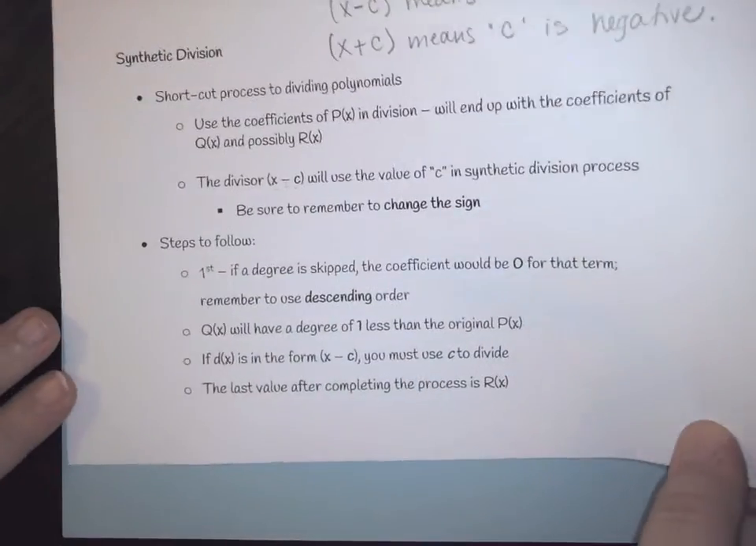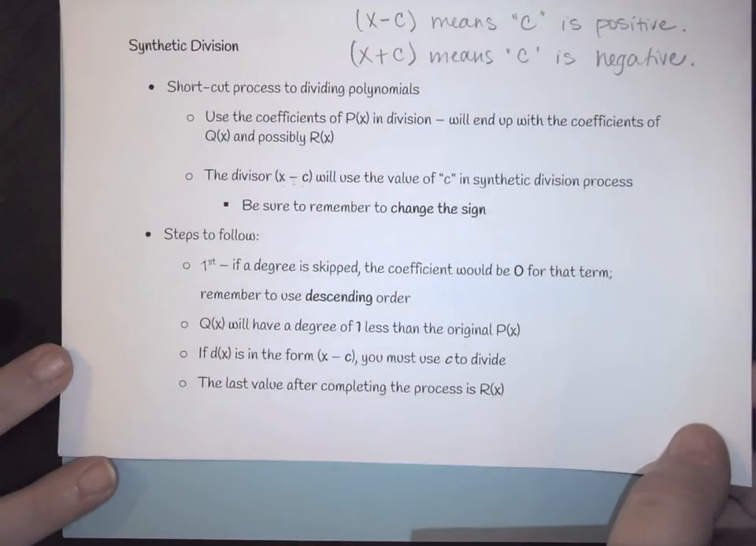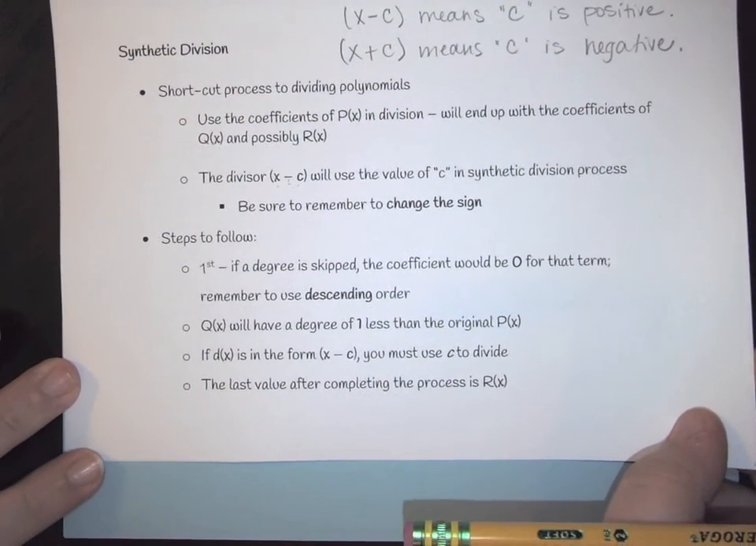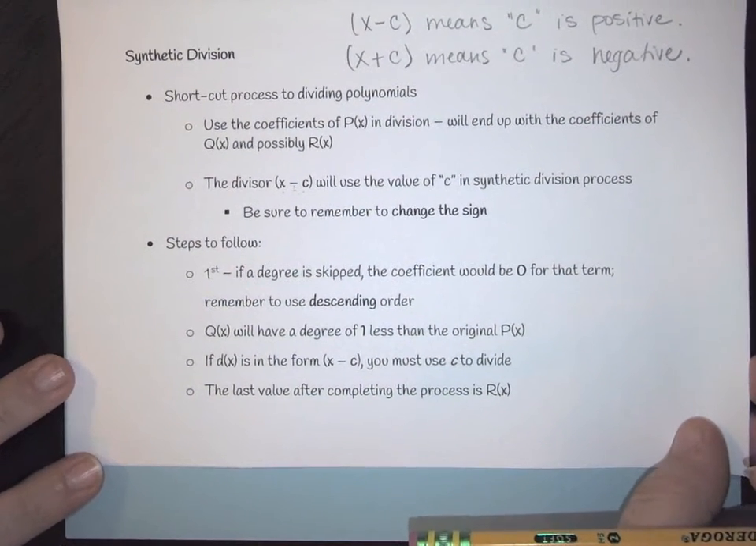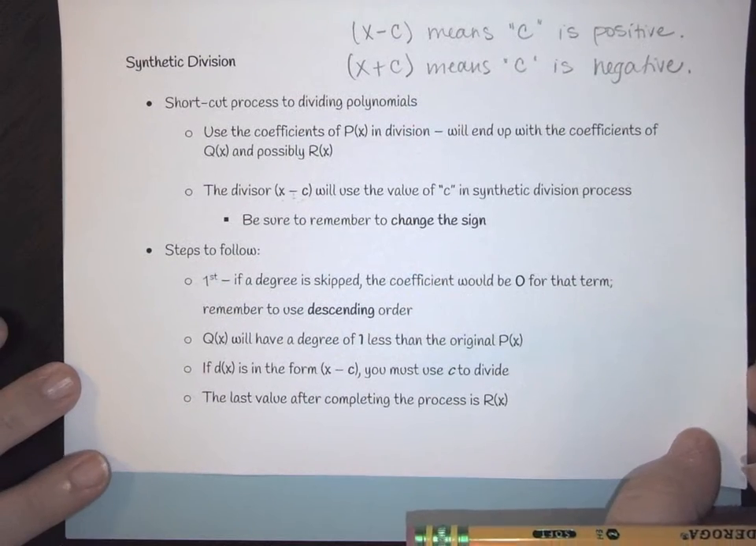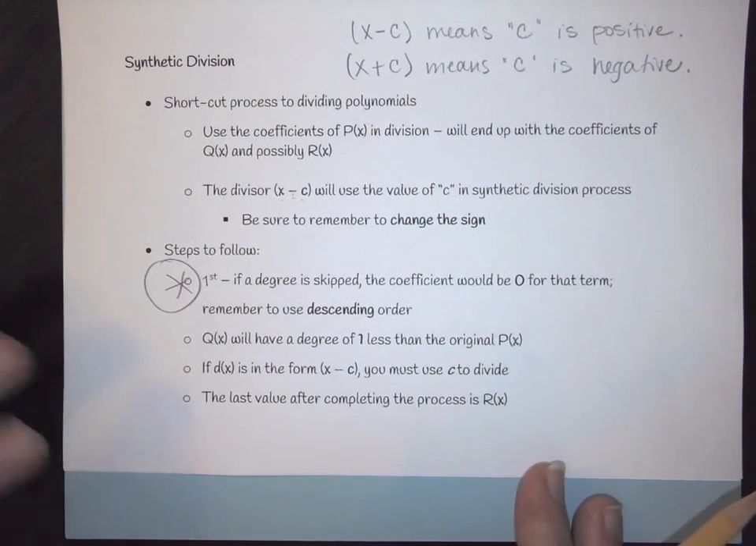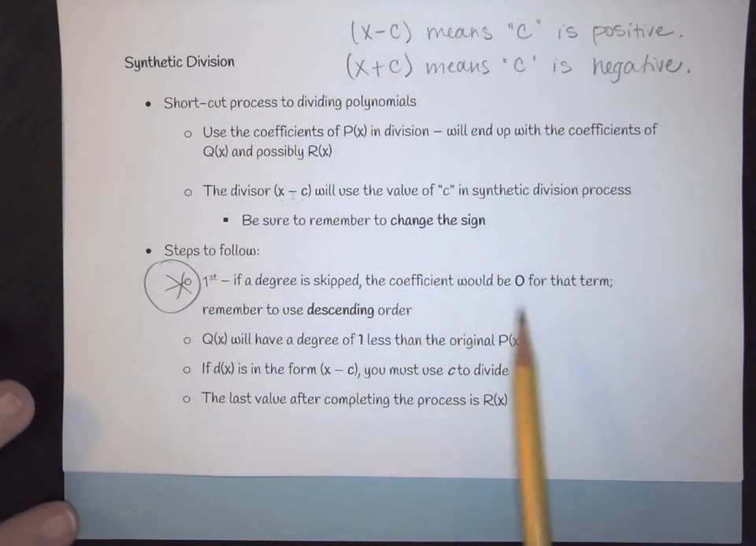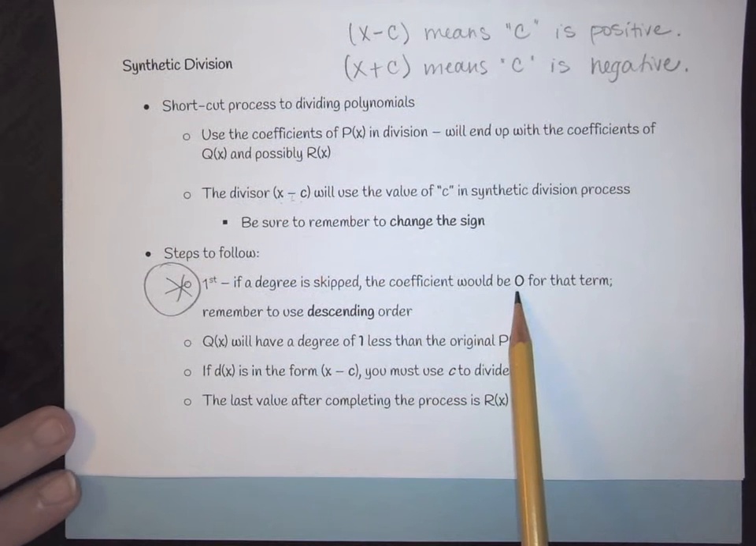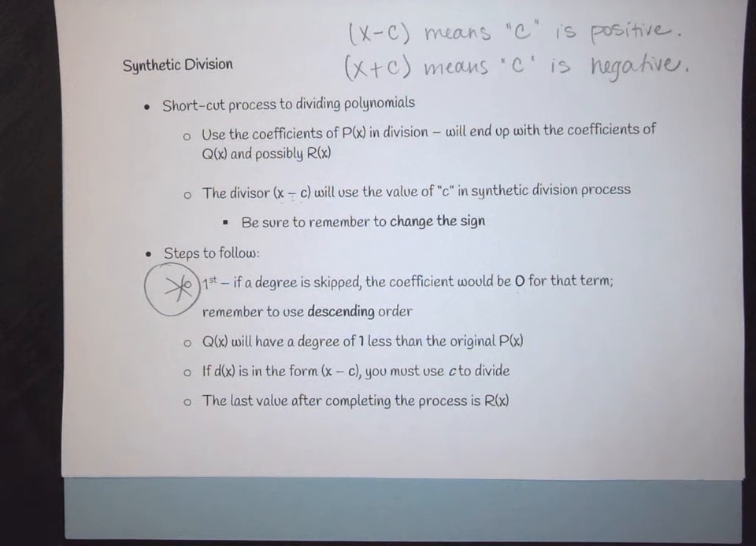So the easiest thing to do with synthetic division is to just simply see an example. Once you see an example, usually most students catch on fairly quickly. The other thing that you have to remember is this first part here that says if you skip a degree, then you need to put a 0 in for that term. You have to use 100% of descending order, just like we did in long division.